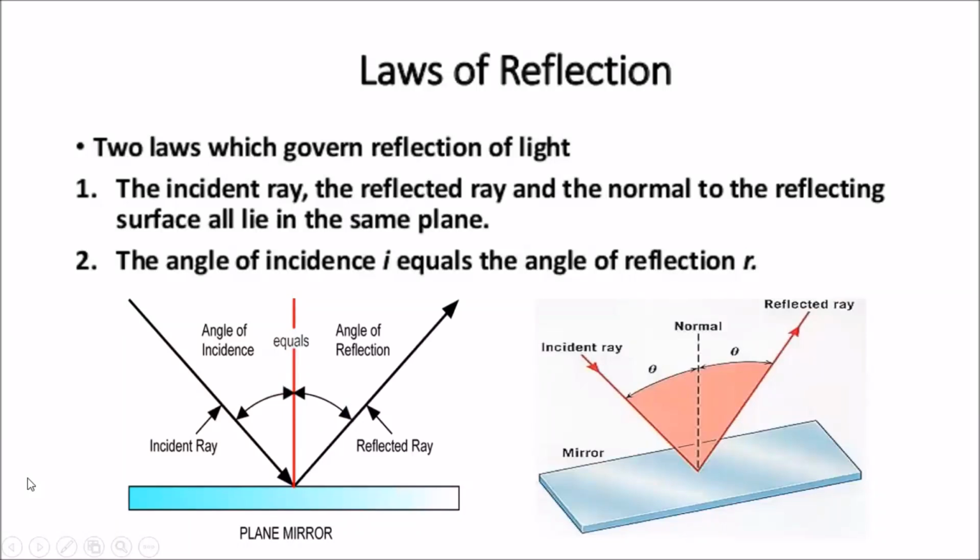Going ahead, when we talk about laws of reflection, there are two laws of reflection. The first one is: the incident ray, the reflected ray, and the normal to the reflecting surface all lie in the same plane, which means if you have a horizontal plane, the incident ray, reflected ray, and normal will be in the horizontal plane. If you have it in the vertical plane, they will all be in the vertical plane. You can see it here in this image. When we talk about the second law, it is: angle of incidence is always equal to angle of reflection. So if i is 50 degrees, r is also going to be 50 degrees. That's the second law of reflection.